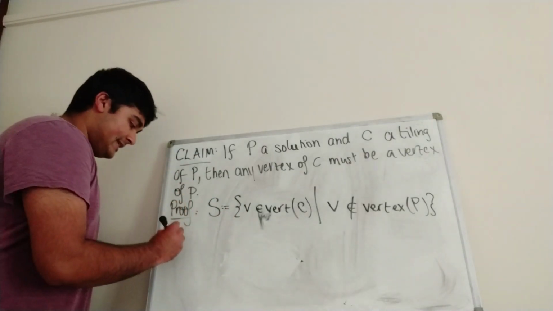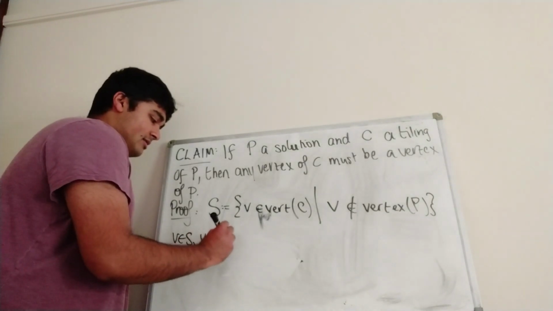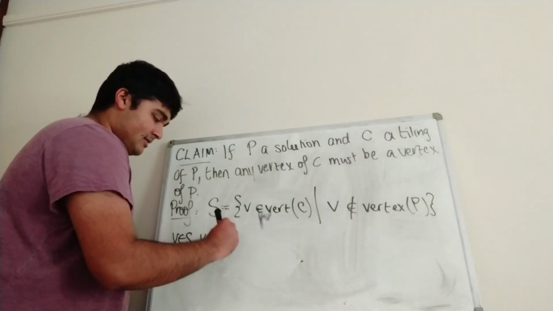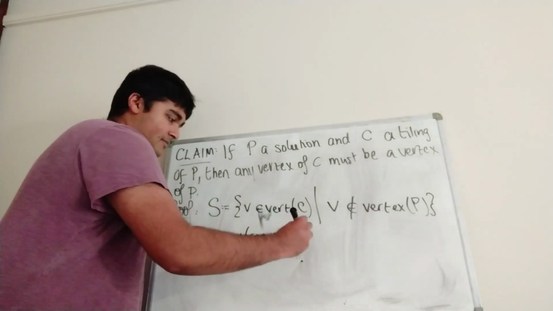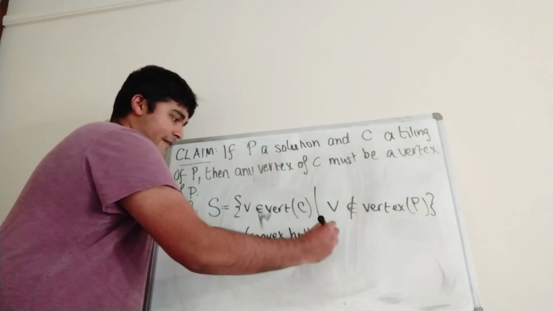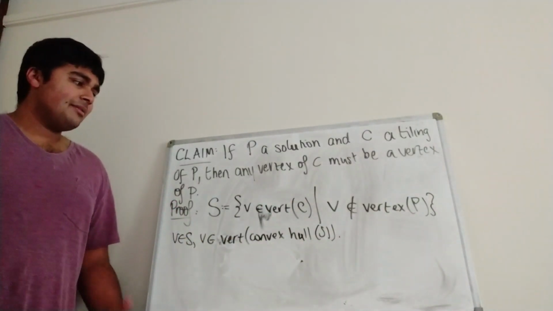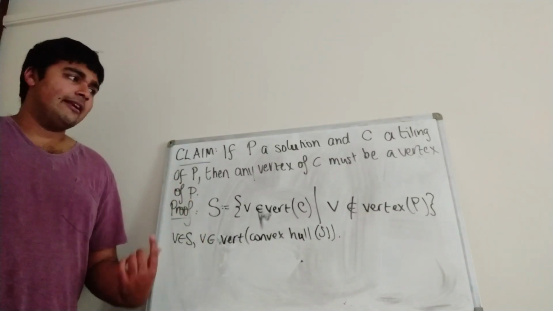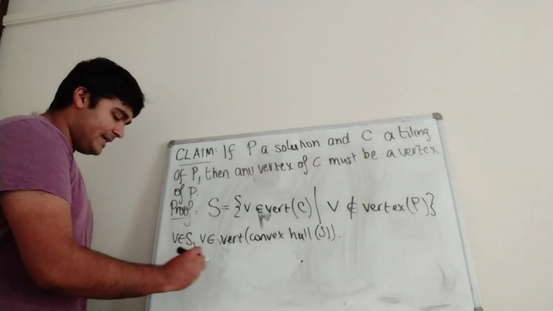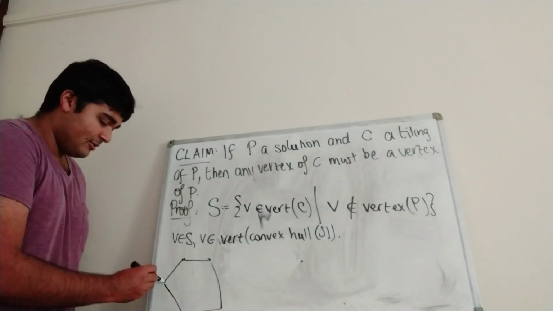So V is in S, but V is also a vertex of the convex hull of S. Okay, so we're going to take one of these vertices here. And now what we're going to do is look at all the adjacent polygons in our tiling. So remember, we have our polygon P, which say looks something like that. Okay, so this is P on the outside.